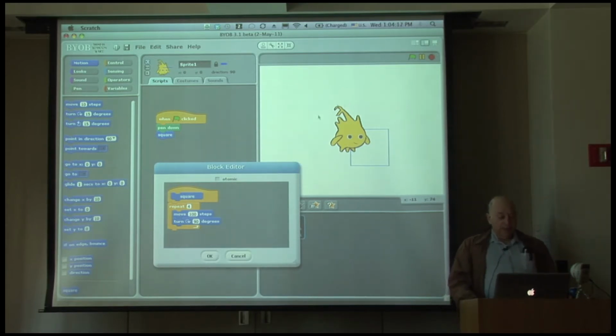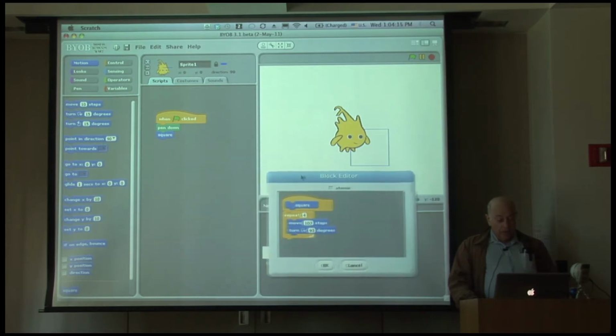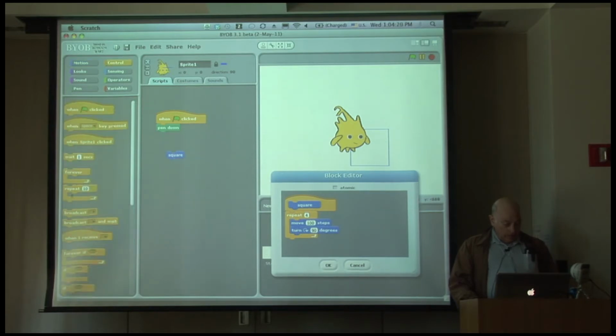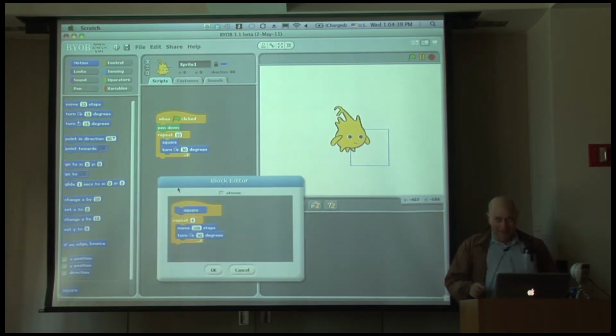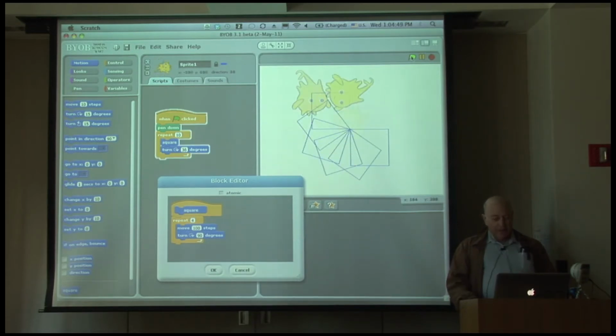OK, now that we have this square block, we can do more complicated things with it. So for instance, I can say repeat 10 times, draw a square, and then back to motion, turn right. I'm going to just pull out a random number, 36 degrees. Dan got it. Okay, I picked 36 because 10 times 36 is 360. So we're going to go all the way around. Now I click the green flag, and we get this beautiful picture.